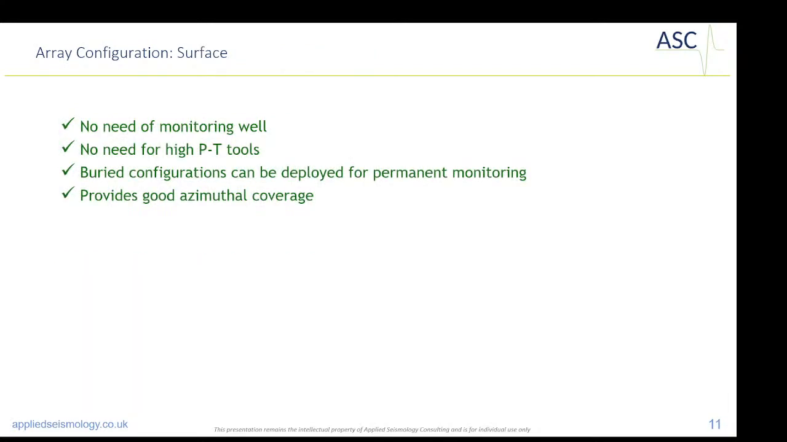So a solution to the problems that we have with downhole tools would be positioning our tools on the surface, which has one clear advantage: they are very easy to position. It's normally much more cost effective. So we don't need monitoring wells, we don't need high pressure, high temperature condition tools, and our azimuthal coverage is usually quite good, right? Because we can basically position our tools around our source.